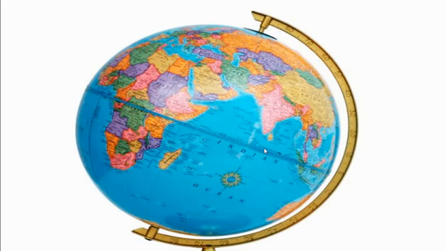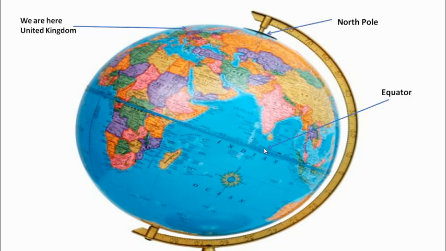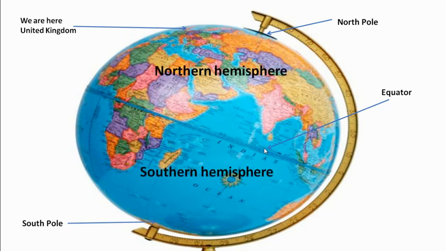Okay, here's the globe, and on here I want you to quickly call out a reminder of where the UK is, the North and South Pole, the equator, and the Northern and Southern Hemisphere. Go. Okay, well done. I expect you got all of these. Here's the equator, the North Pole, the UK, the South Pole, and the Northern and Southern Hemispheres.